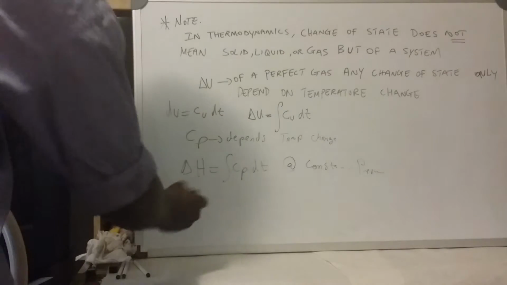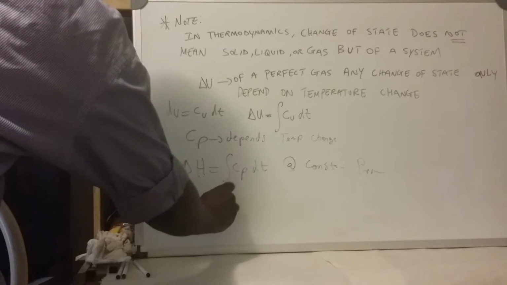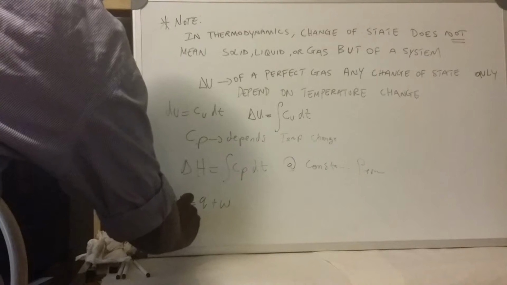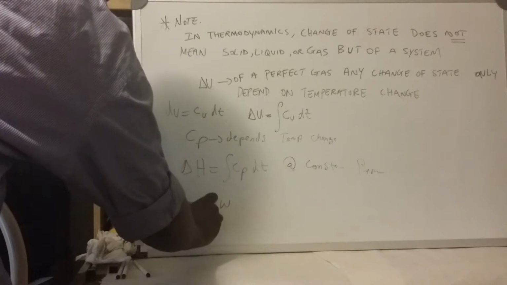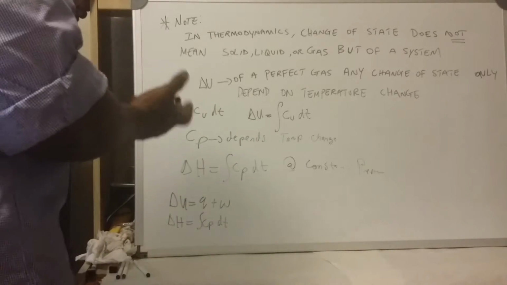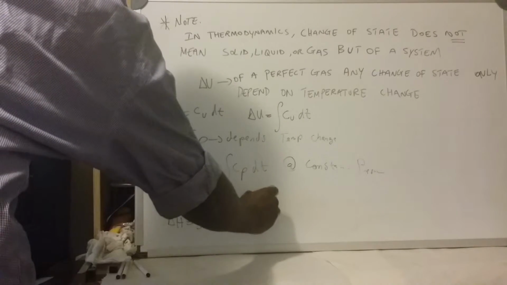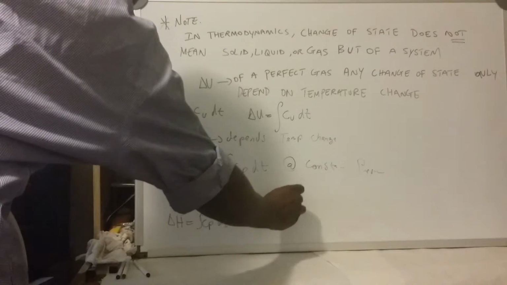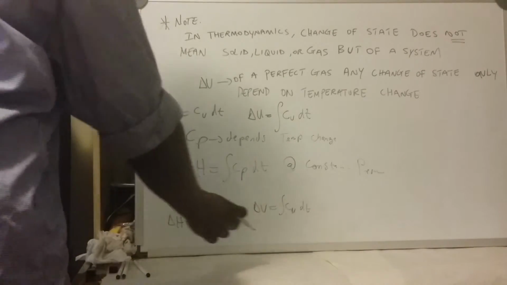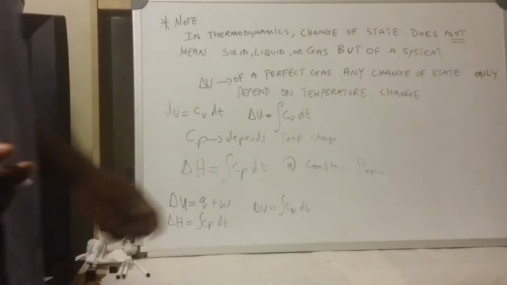So pretty much delta U is equal to Q plus W, delta H is equal to Cp dT, and also delta U is equal to CV dT, at constant volume or in a perfect gas. So pretty much remember this formula and you'll be okay.